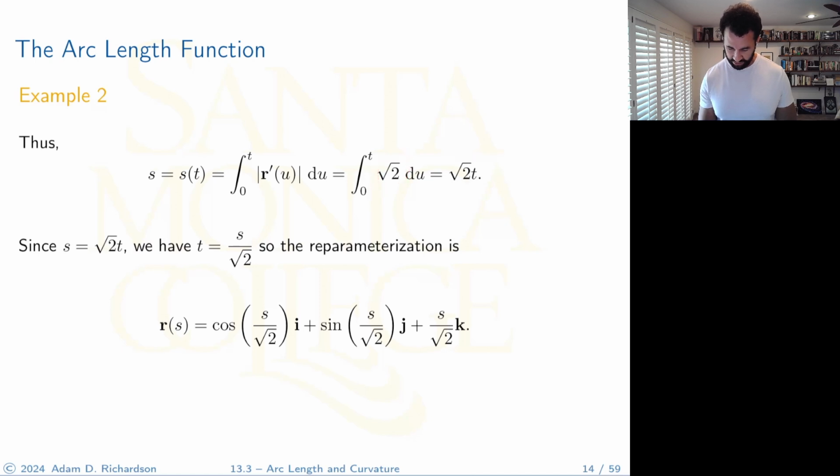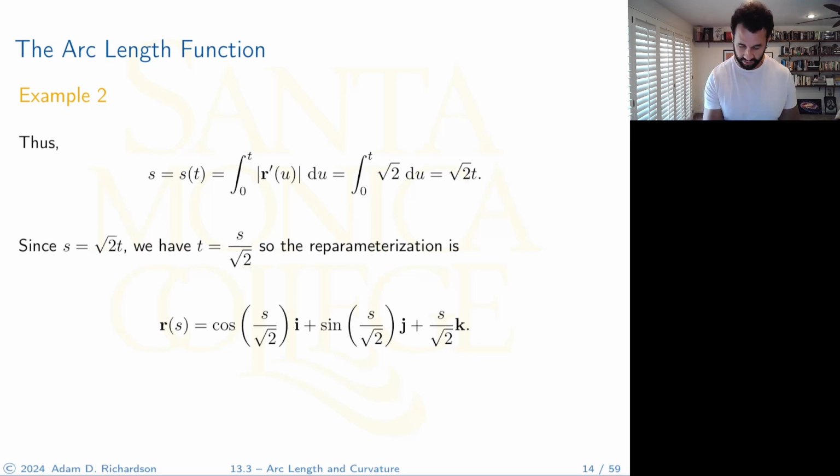That du gives you this dt. Yes, exactly. Okay, so s is equal to square root of 2 times t, and so that means t is equal to s over root 2. And now we're going to reparameterize in terms of s. I'll go back through this in just a moment here.